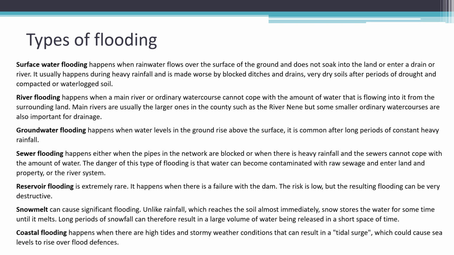Snow melt can cause significant flooding. Unlike rainfall, which reaches the soil almost immediately, snow stores the water for some time until it melts. Long periods of snowfall can therefore result in a large volume of water being released in a short space of time. Coastal flooding does not affect Northamptonshire, but it is a common type of flooding that occurs across the country. Coastal flooding happens when there are high tides and stormy weather conditions that can result in a tidal surge, which could cause sea levels to rise over flood defences.